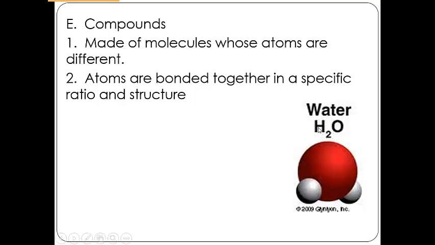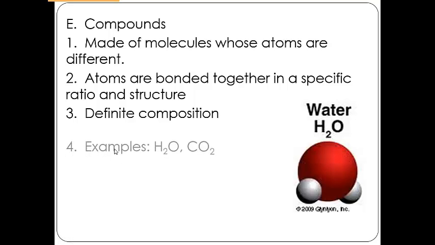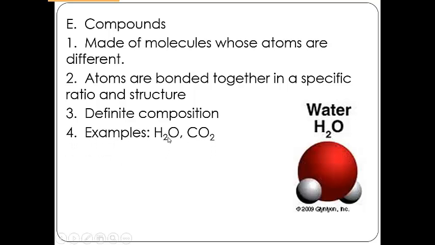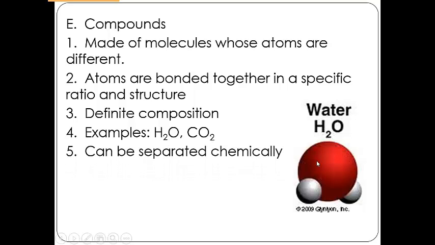So the amount of the elements makes it unique and makes it a certain type of compound. So that's important. And compounds also have a definite composition. Similar to elements in that way, all substances have a definite composition. So some other examples, we mentioned water, carbon dioxide is another one. You can separate compounds chemically. You can separate the hydrogen and the oxygen. Since they are bonded together, you can unbond them.